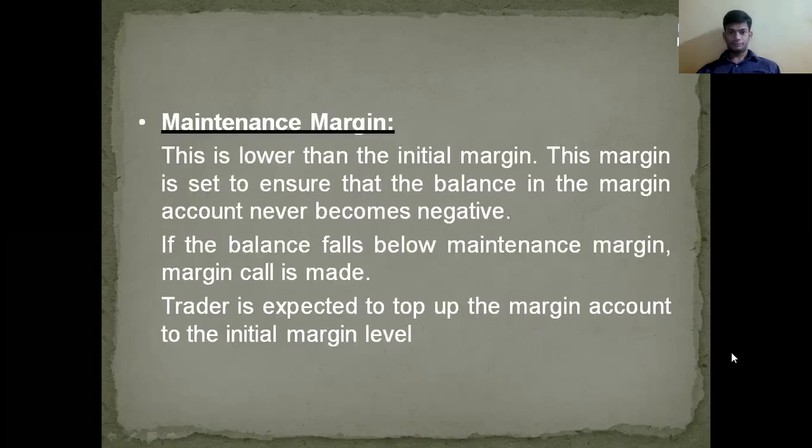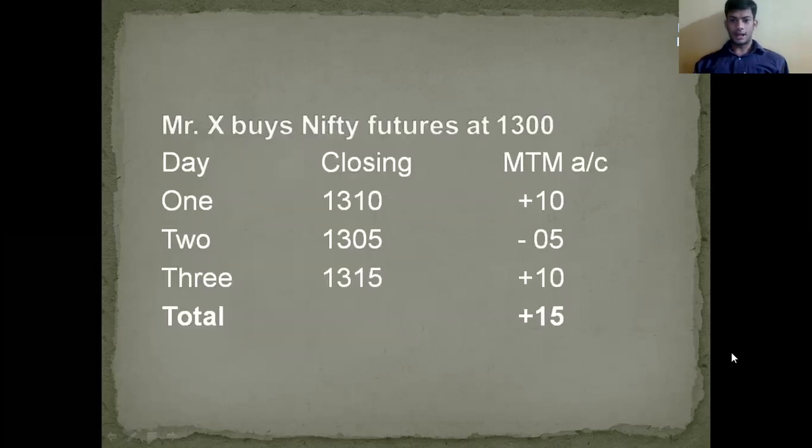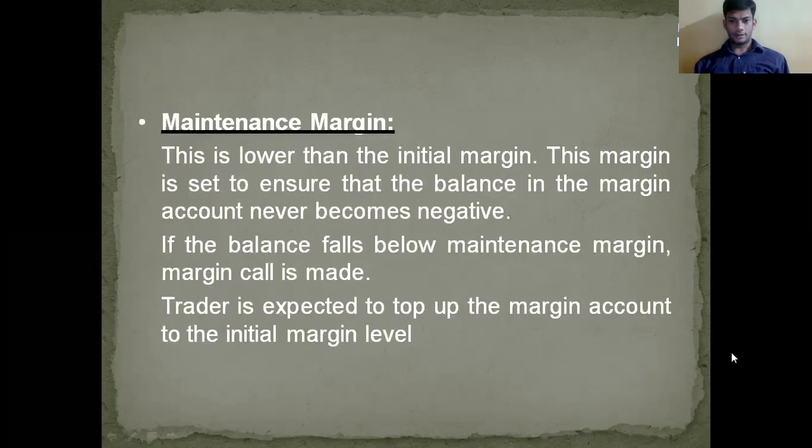Then maintenance margin. Maintenance margin is lower than the initial margin. For example, here the margin is 10, my minimum margin is 10, but the lower range is minus 5, meaning it can fall by 5 or rise by 5. But the minimum 10 is required. This margin is set so that the balance in the margin account never becomes negative. For example, if it falls by 5, 5 is still positive. If the balance falls below the maintenance margin, a margin call is made. Falling below means when it starts going down, that is a margin call. The trader is expected to top up the margin account to the initial margin level.